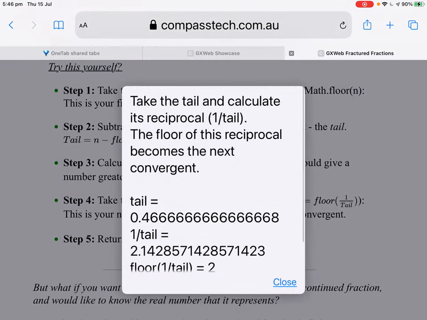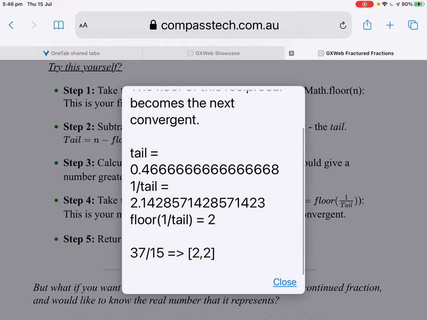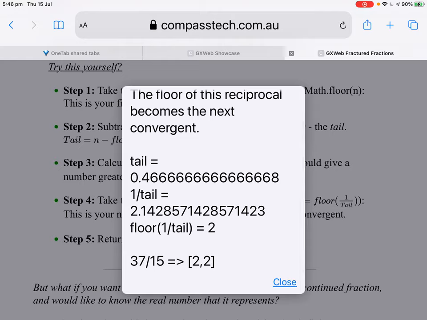What's left we'll call the tail. That's the decimal part. In this case, 0.46666. If we turn that tail upside down, it goes from being a number less than 1 to being a number greater than 1, and it's now got a whole number part in front, which we cut off and add to our continued fraction. So the second step of our continued fraction is another 2, leaving 0.142857 and so on.